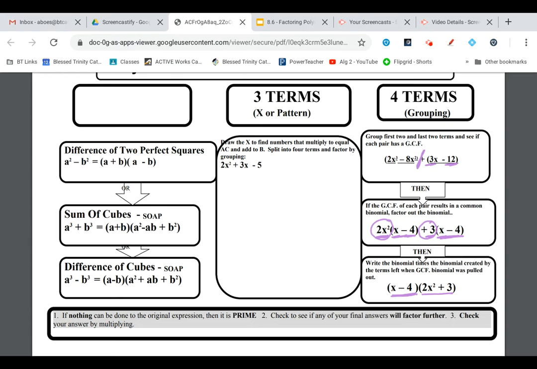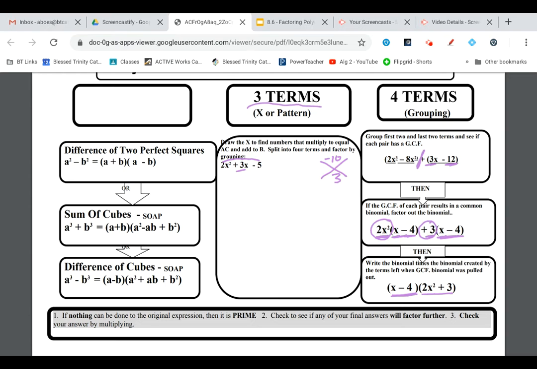Okay. So let's do the same thing, but with 3 terms. So the way that I make it 4 terms is I say, okay, 2x squared plus 3x minus 5. I'm going to multiply my first coefficient times my last. So 2 times negative 5 would be negative 10. And take my middle term, put that on the bottom. So I'm looking for 2 numbers that multiply to equal negative 10 and add to equal 3.